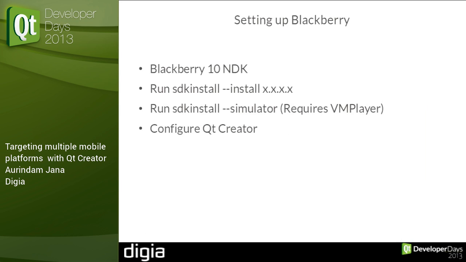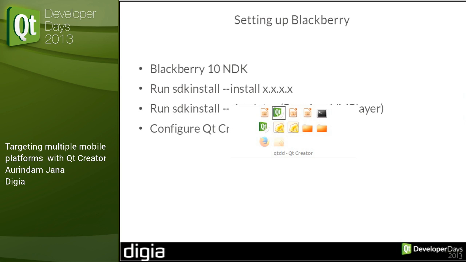Next is for Blackberry. Blackberry is simpler. You just need to mention the NDK path. With the latest NDK, apparently you also need to run SDK install because it does not install the SDK. So if you download the native NDK from the Blackberry website, it just downloads Eclipse IDE. That's it. It does nothing else. So you need to run SDK install, which is in the root directory of the NDK, and install your latest version. I think it's 10.1 point something. And after that, if you require a simulator, you also need VM player to be installed on your machine.